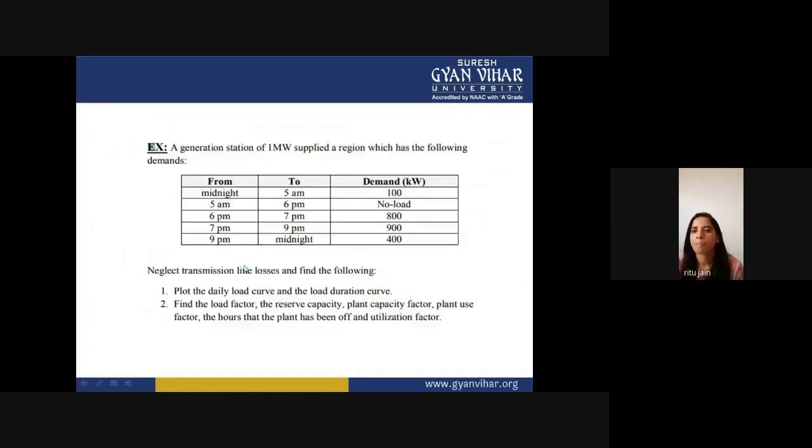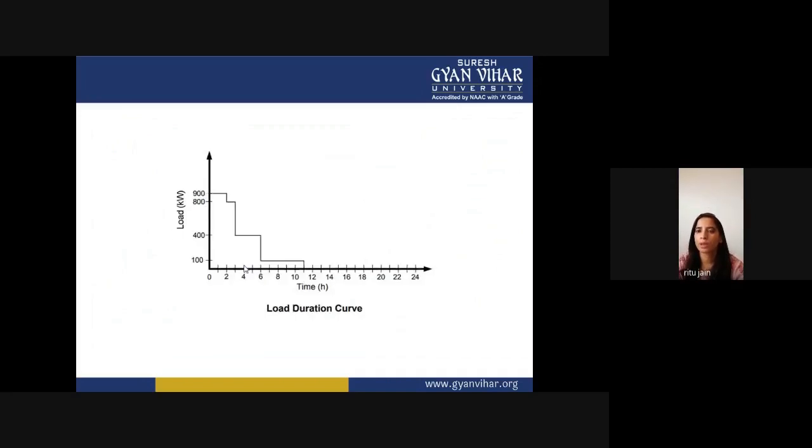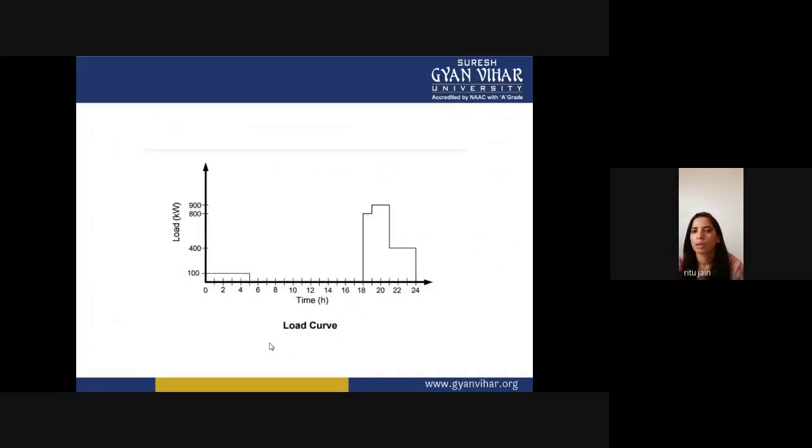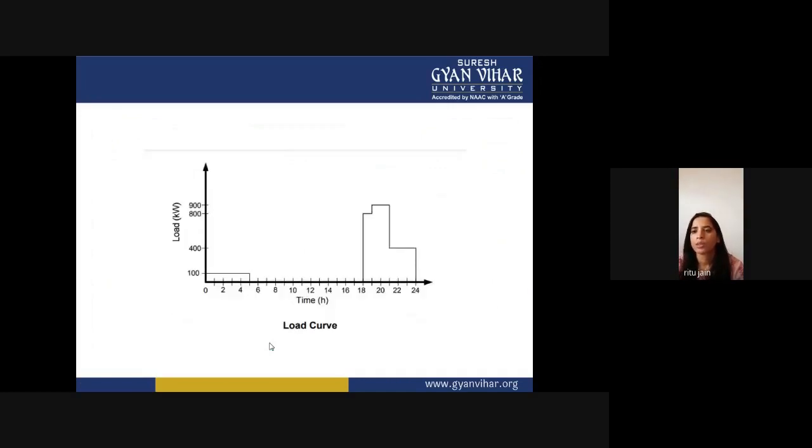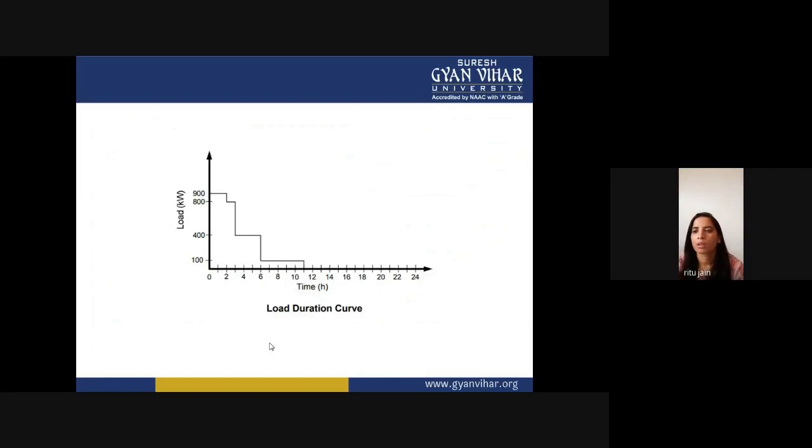Then from 5 a.m. to 6 p.m. there is no load. After 900 you are using 800 kilowatt, which is from 6 p.m. to 7 p.m., only for 1 hour. So you can see that only for 1 hour this is your 800 kilowatt load. Next you are using 400 kilowatt load.